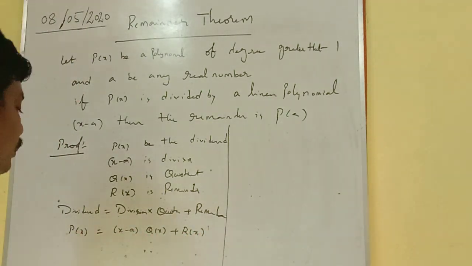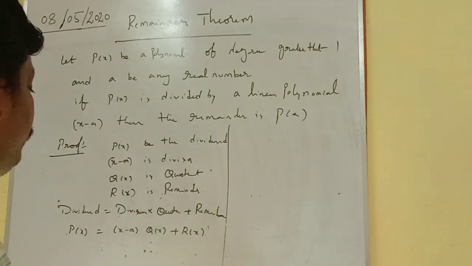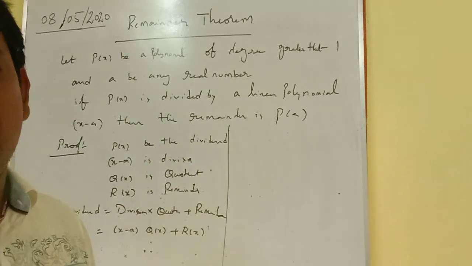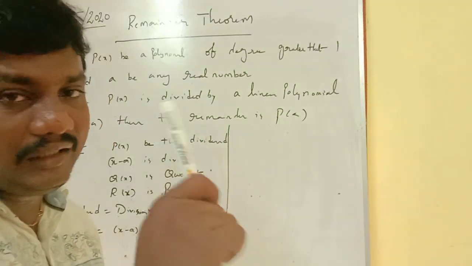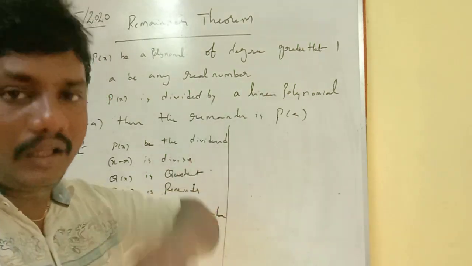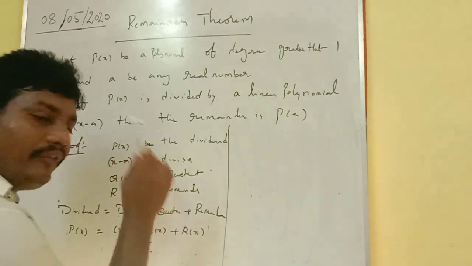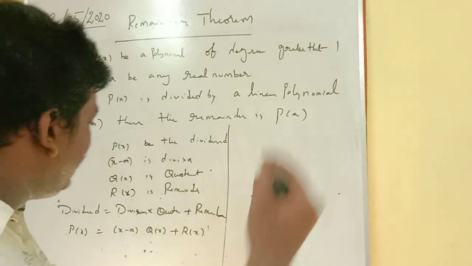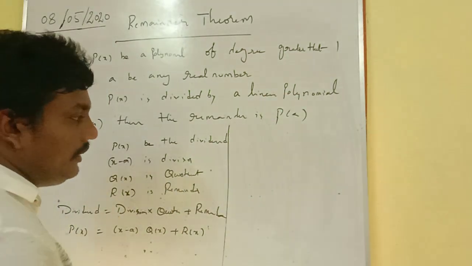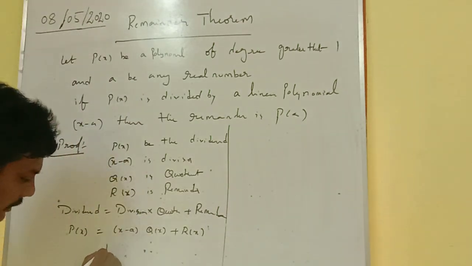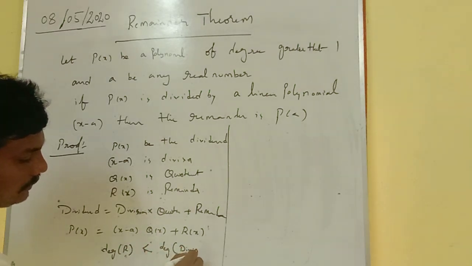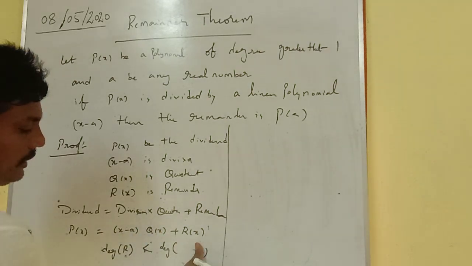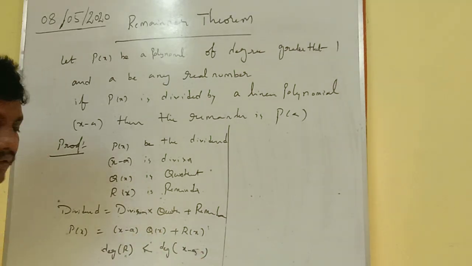Now, according to the condition of the division algorithm, the remainder is always less than the divisor. For polynomials, the degree of the remainder is always at least 1 less than the degree of the divisor. So the degree of the remainder is always less than the degree of the divisor, here the divisor x minus a.